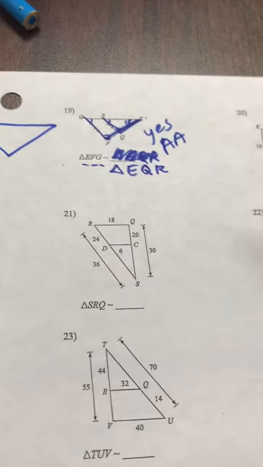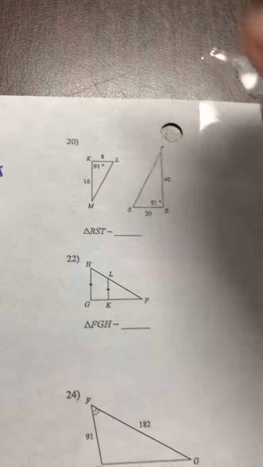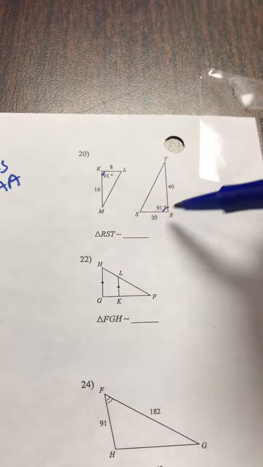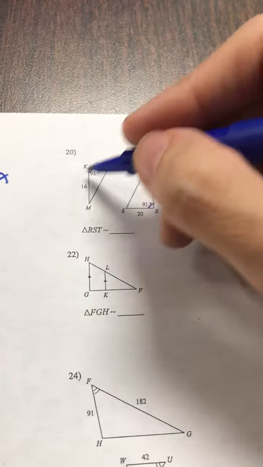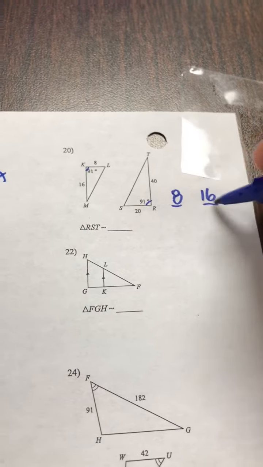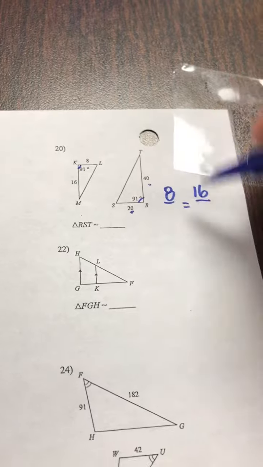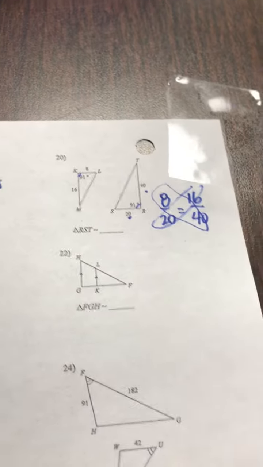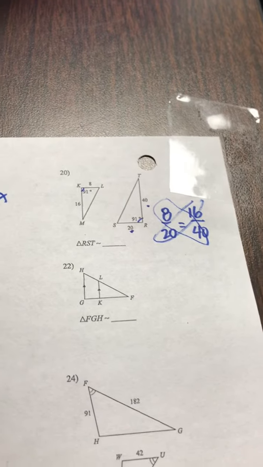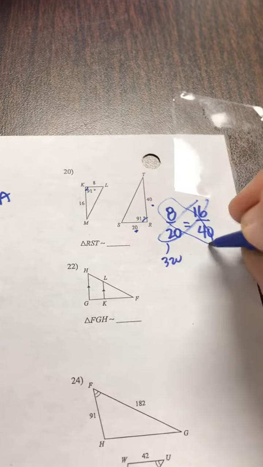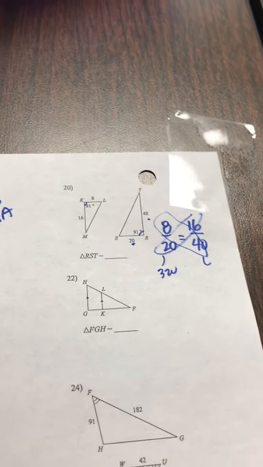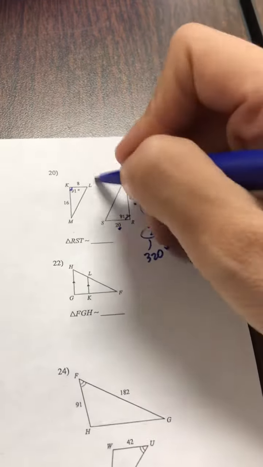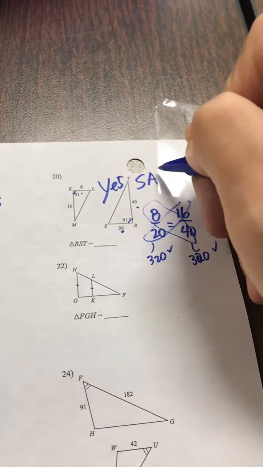Okay, next one, 20. So we see one of the angles is a match, 91 and 91. And so it looks like this might be SAS if the sides make the same ratio. So we're going to set up small, medium, small, medium. Cross multiply to solve. $320, $320. That's a match, so we put yes because of side angle side.